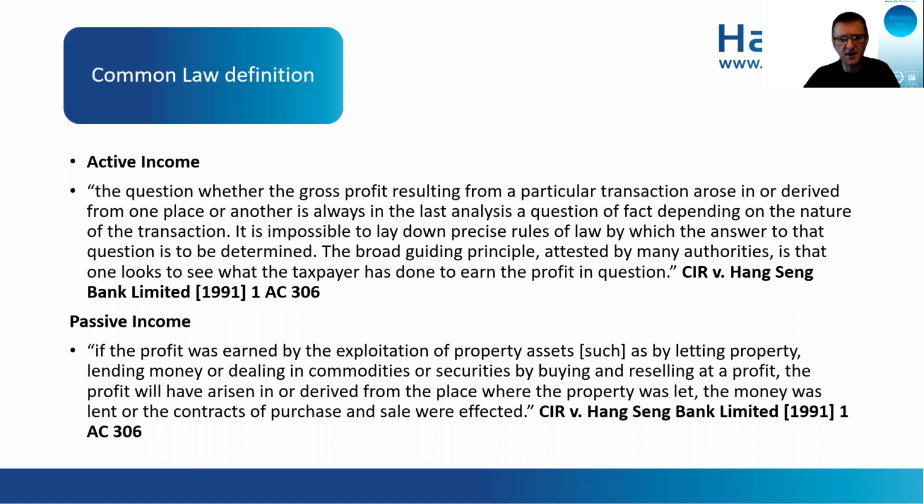So if we rent a property out, Bridge is telling us that the location of the property is the source of the income. If we lend money, then it's where the loan is made, and if we deal in commodities or securities, then it's the location of the exchange where the dealing occurs. And that's really interesting.